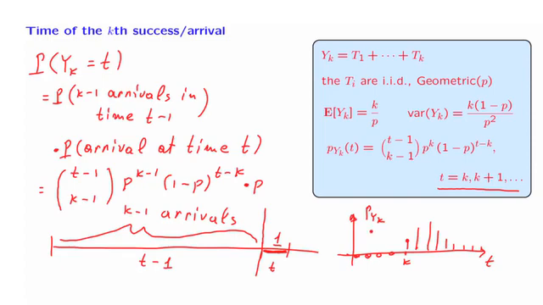If we consider different values of k, of course we will get a different PMF. The PMF of y3 is different than the PMF of y2. And the PMF of y3 will generally sit to the right of the PMF of y2 because the third arrival generally will take longer to occur than the second arrival.